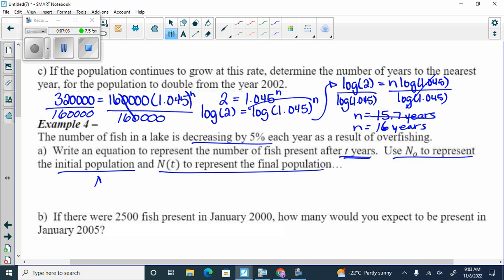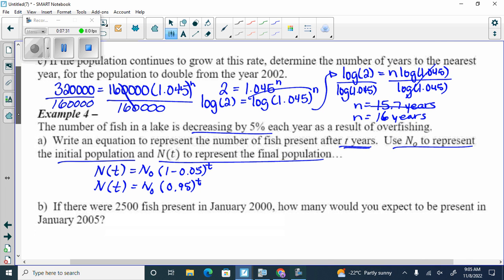So we're going to get N of T equals N0, and then we're going to get what in this bracket? 1 minus 0.05 to the T. So we actually have N of T equals N0 times 0.95 to the T.